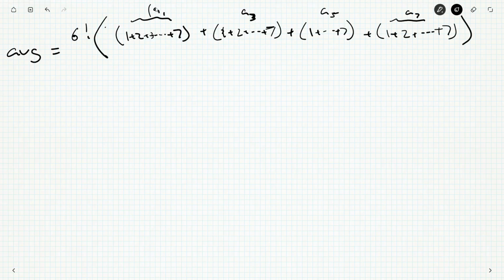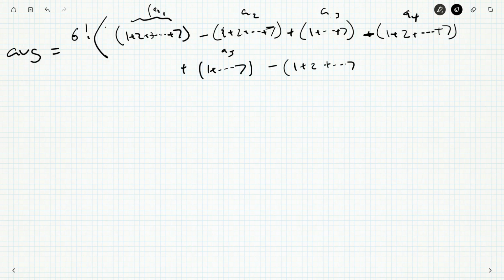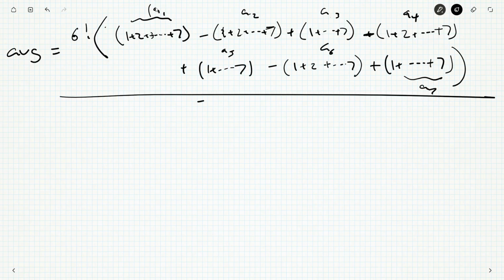And then, well, I guess, if I add up all the A2s, it will be the same expression, but minus, because it's minus the A2s. Then add up all the A3s, subtract off all the A4s, add up all the A5s, subtract off all the A6s, and then add up all the A7s. And all of that over 7 factorial.